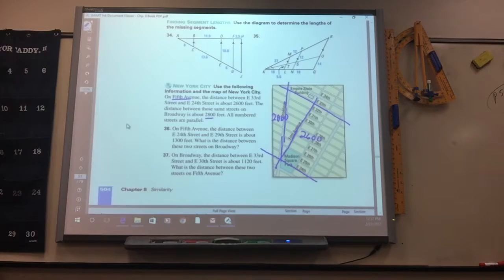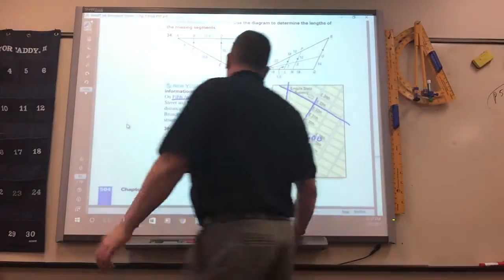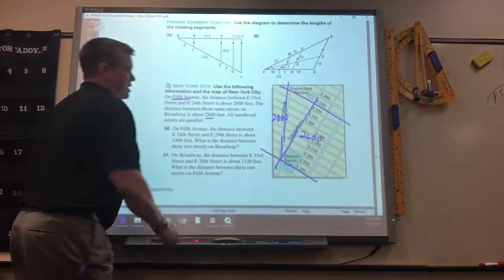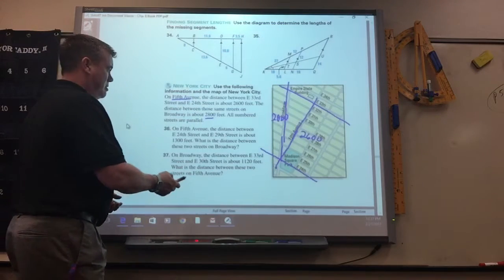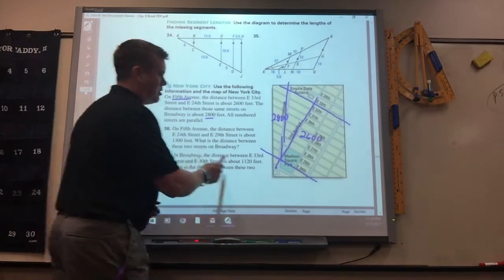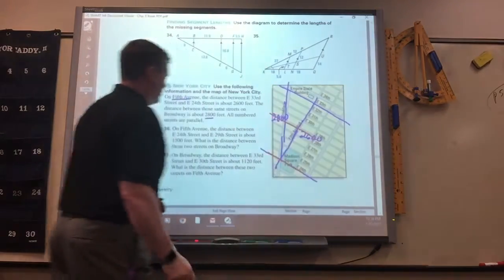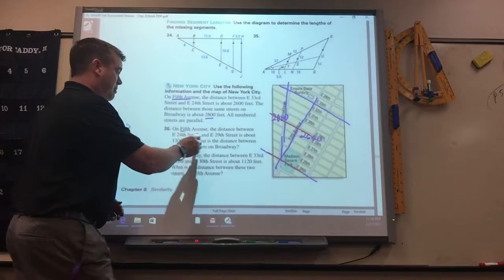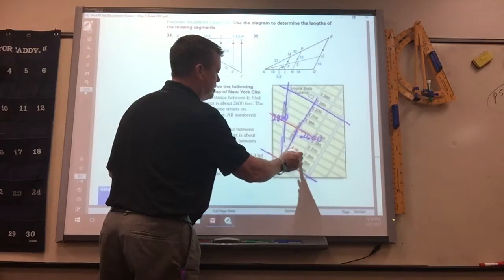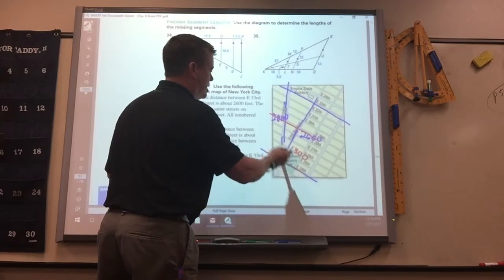So when you draw this in, you got to draw in these streets. What it makes is parallel lines. East 24th and 29th. On 5th Avenue, it's 1,300. So they're wondering, what is it on Broadway?